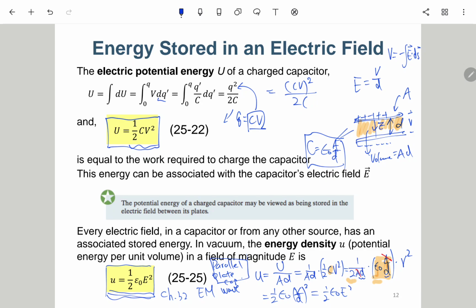Actually for this equation, even though we derive it here, we can seldom use it. It's just used for chapter 32, to explain the characteristic of the EM wave.